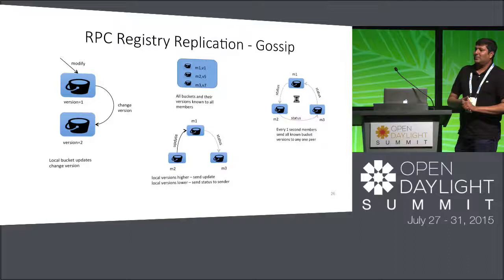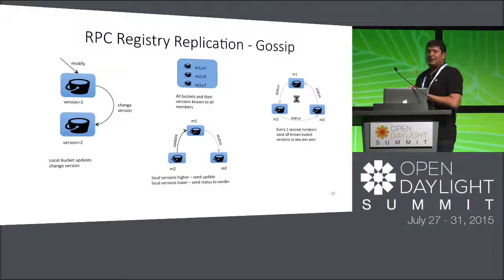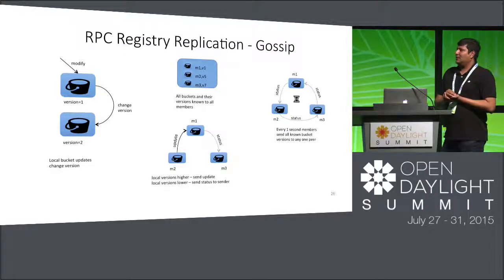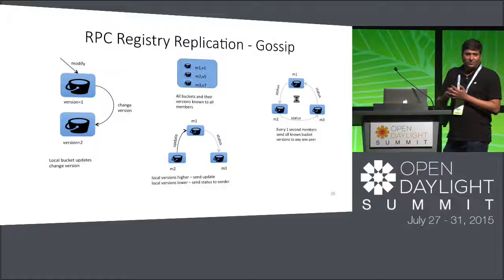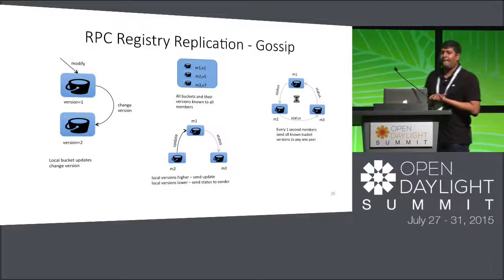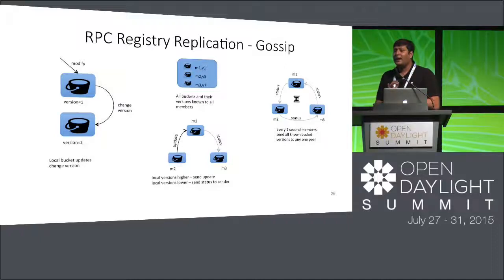So the idea is this. Every object is versioned, and if you have a newer version of an object, you basically send it over to the other node. If you have an older version, you request it from the other node. It's as simple as that. Okay? So you said that all nodes know what the version is in all the nodes.